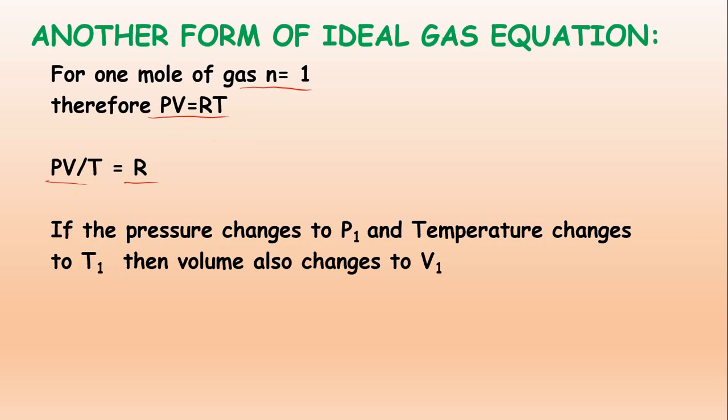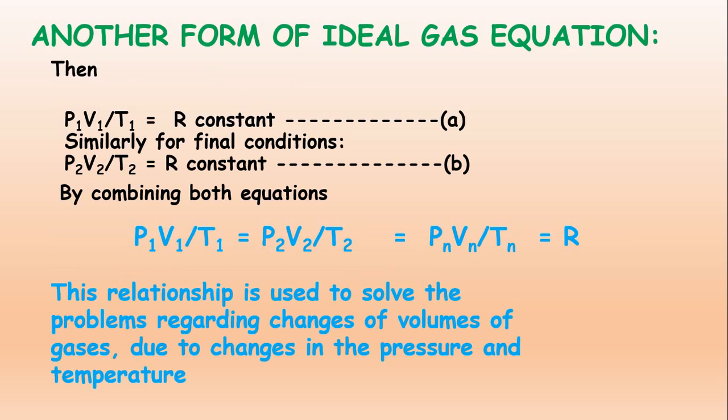If the pressure changes to P1 and temperature changes to T1, then the volume will also change to V1. So now we will put these values into the equation. Now we can write P1 V1 divided by T1 is equal to R. Similarly for the final conditions, P2 V2 divided by T2, and R will be the constant. Now we combine both equations A and B, then we will get P1 V1 divided by T1 is equal to P2 V2 divided by T2. This is another form of the ideal gas equation.